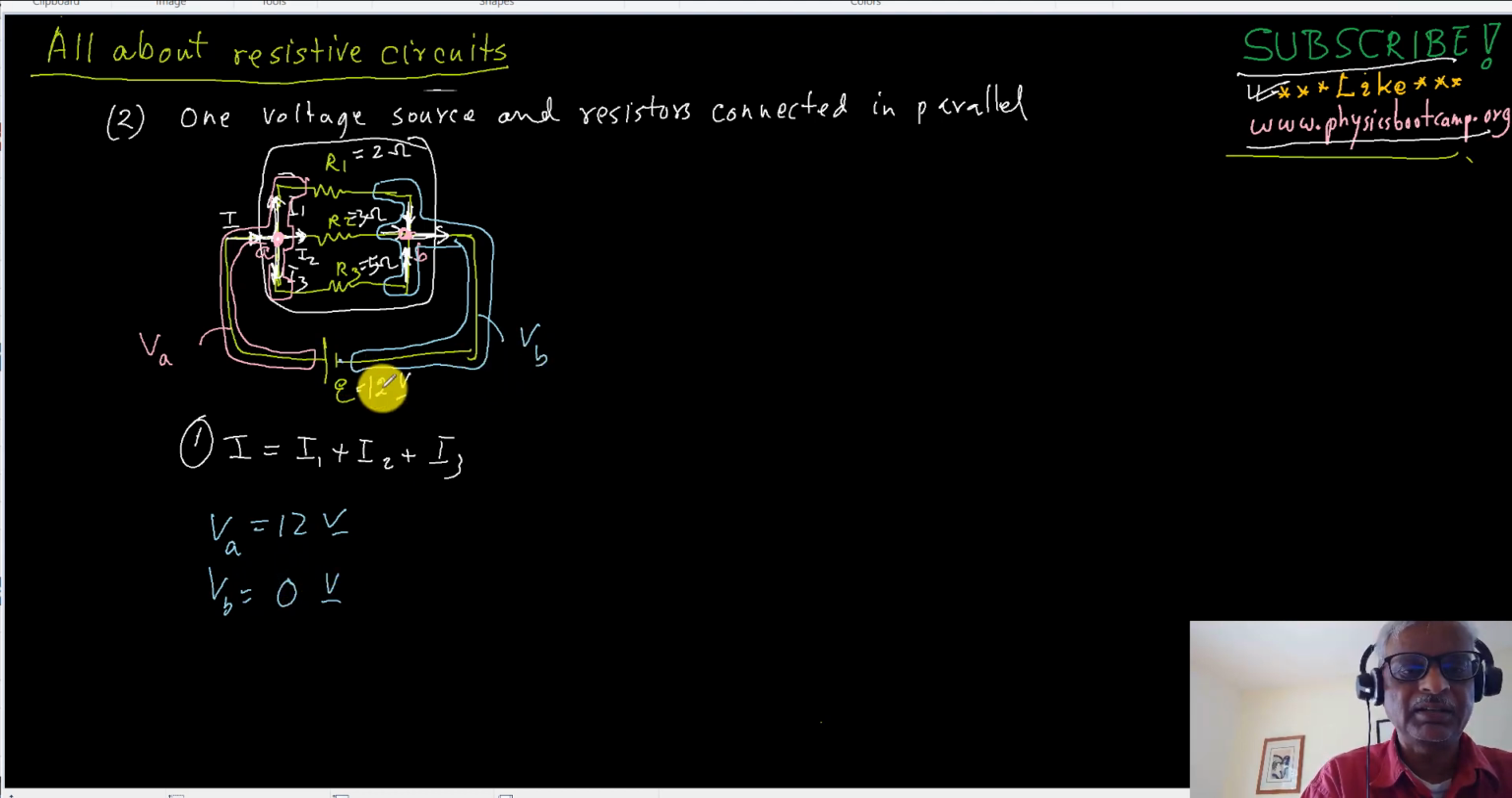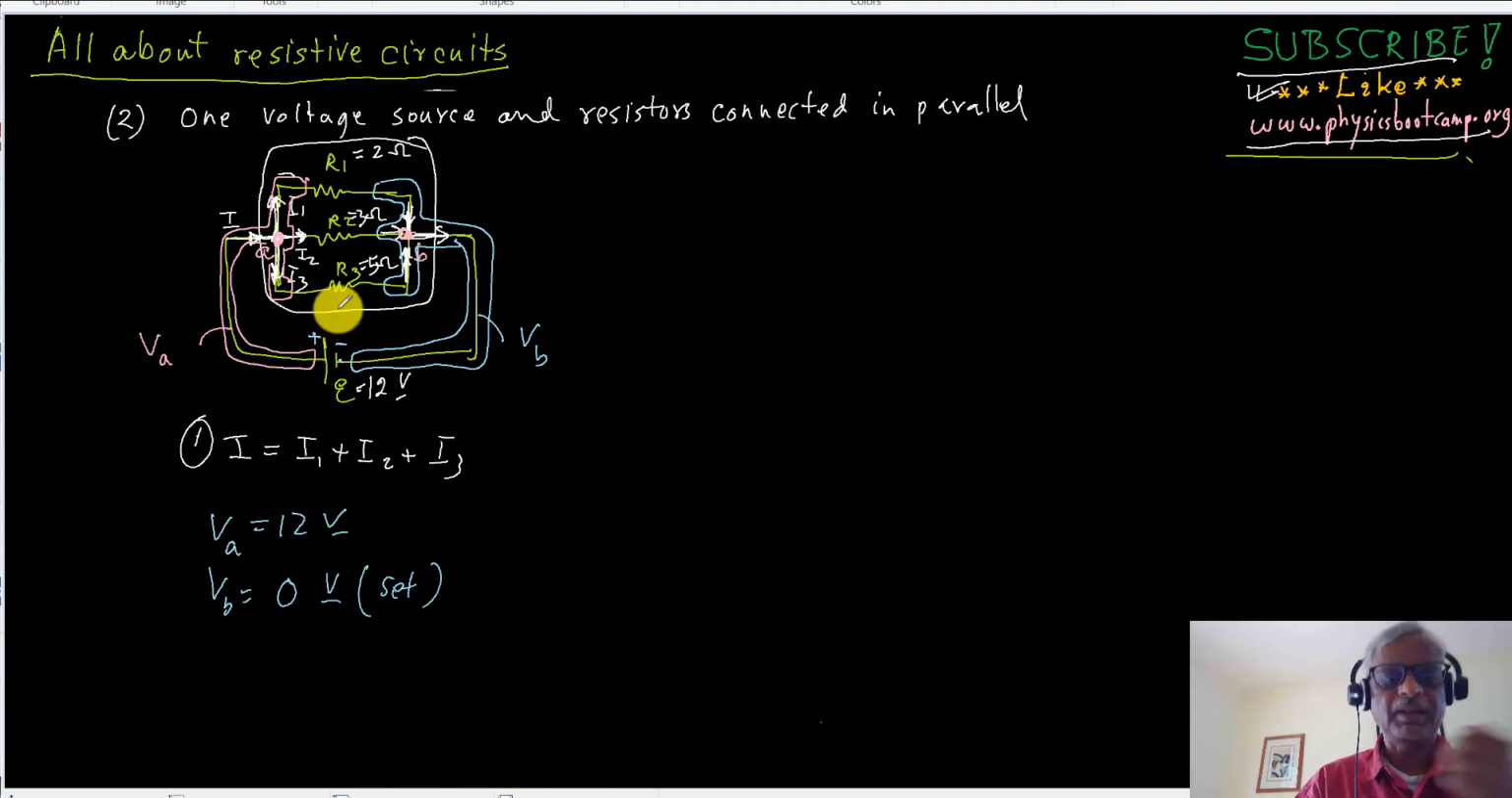So this side is negative, we just set it by convention, just pick it. This was the negative of the battery, this is the positive of the battery. So now you can immediately get all the currents. You can get I1, I2, I3 very nicely.